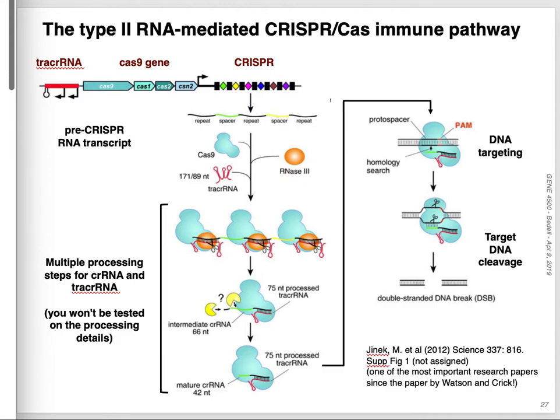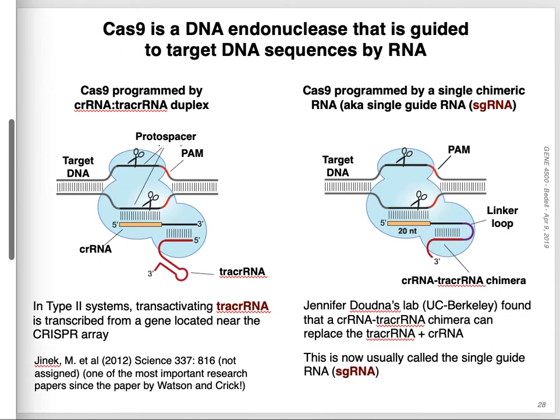But the problem with using the naturally occurring system is it'd be a pain to have to add the second RNA in there. Well, what Doudna's lab did with this 2012 paper, I have the reference on the previous slide, they showed that they can make an artificial chimeric RNA that basically performs the function of the tracer RNA. And they call that the single guide RNA. Single guide RNA instead of having 2 RNAs, okay? So that's the beauty of the system.